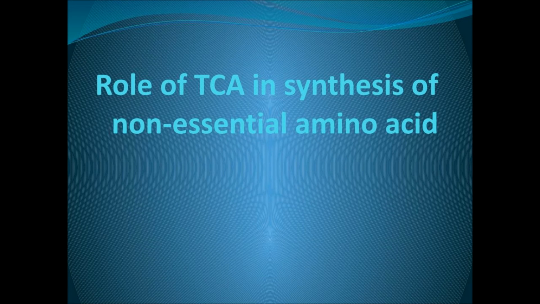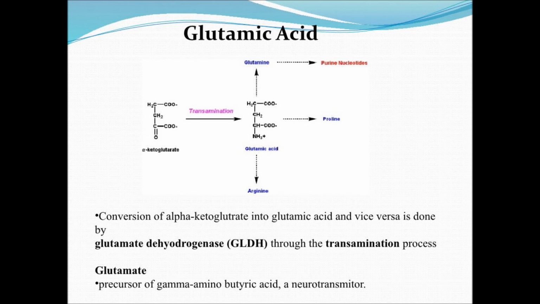Okay, the next part is the anabolism or synthesis of non-essential amino acids such as glutamic acid and aspartic acid. Glutamic acid is made by glutamate dehydrogenase (GLDH), which converts alpha-ketoglutarate into glutamic acid through the process known as transamination, and it is an alpha amino acid that is used in the biosynthesis of proteins.